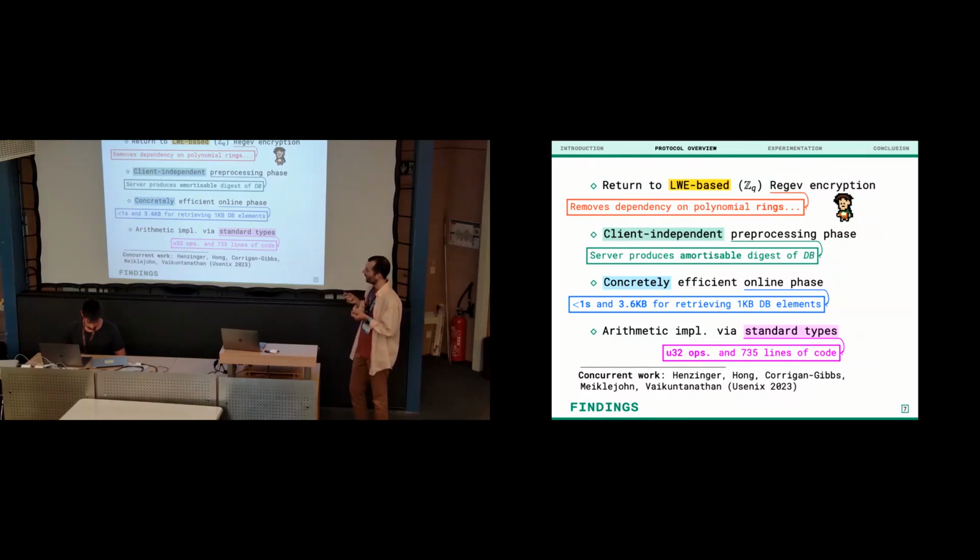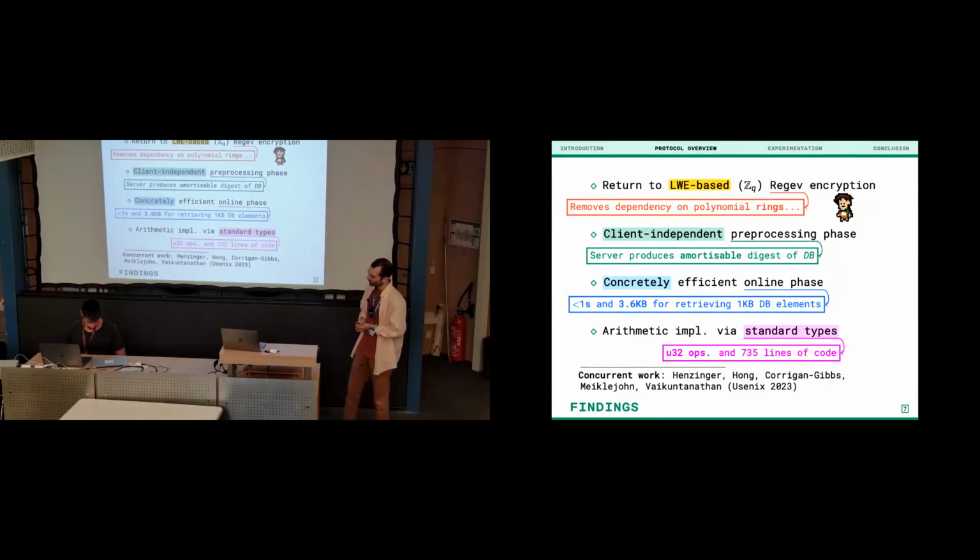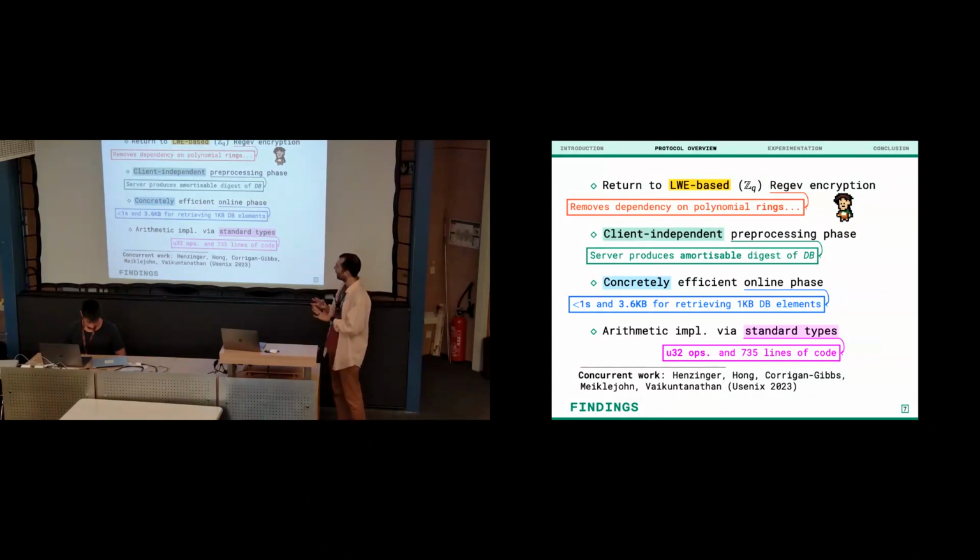Concretely, our scheme performs, we think, fairly well. For retrieving a 1 kilobyte database element from a million-entry database, it takes less than a second and fewer than 4 kilobytes of data. The whole arithmetic implementation of this scheme just uses standard unsigned 32-bit integer operations, and only 735 lines of code. I know lines of code aren't necessarily a scientific measure, but we thought that was fairly good going for a PIR scheme.